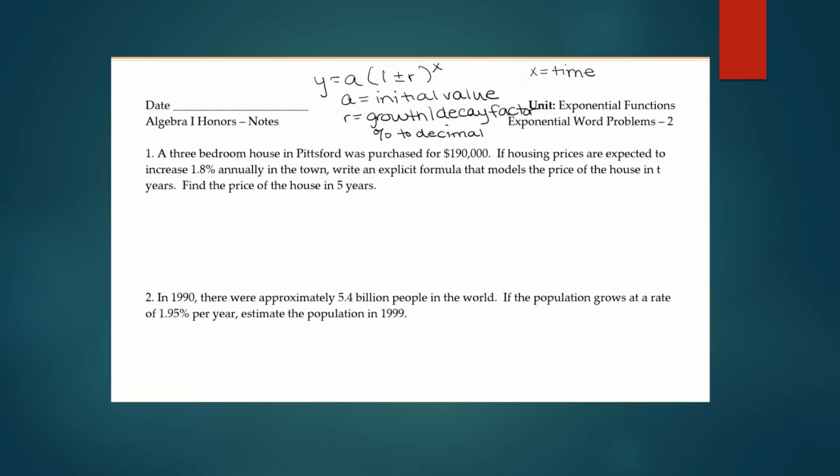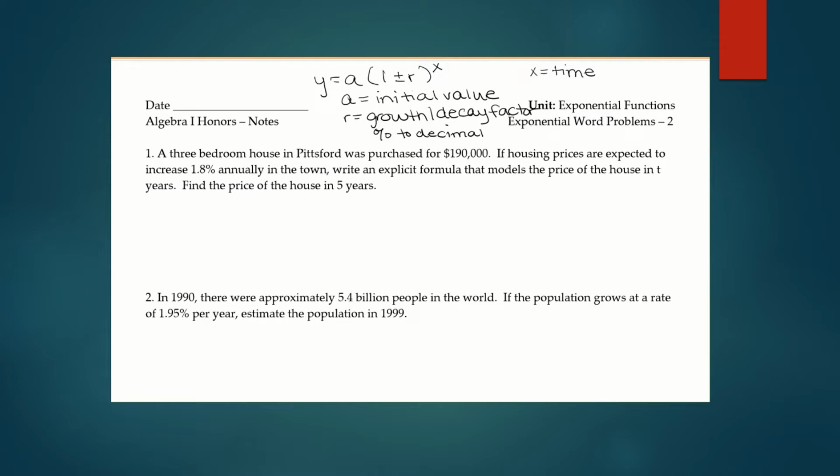All right, let's take a look at number 1. A 3-bedroom house in Pittsburgh was purchased for $190,000. If housing prices are expected to increase 1.8% annually in the town, write an explicit formula that models the price of the house in T years. Find the price of the house in 5 years. All right, so this is a two-part question. We're first going to write a formula that models what's going on with the housing price, so it's obviously going to increase over time, and then we're going to use our formula to find what the house will be worth or how much it will cost in 5 years.